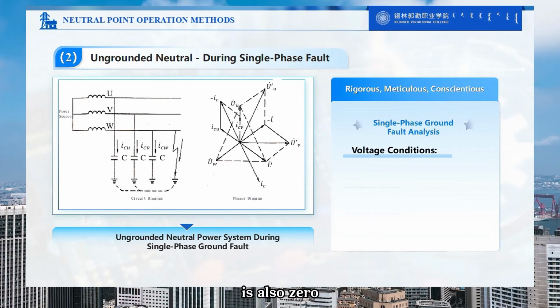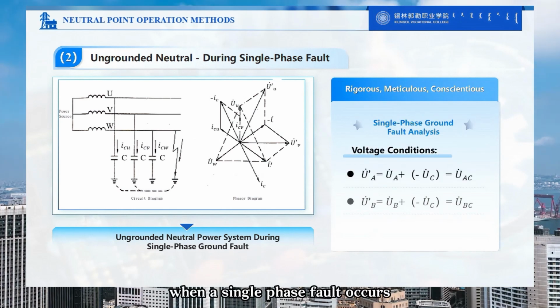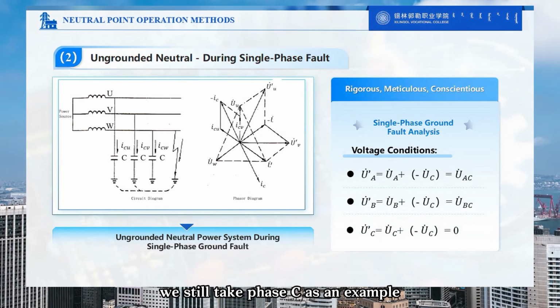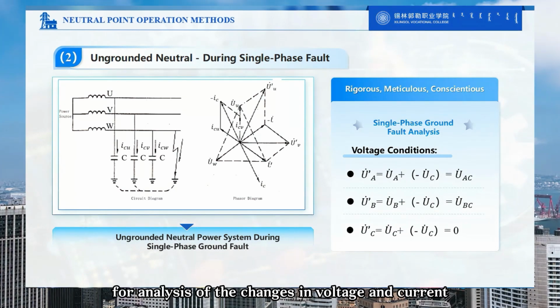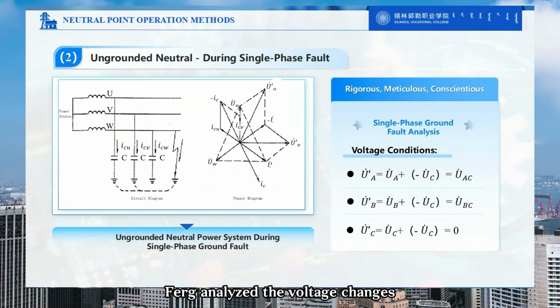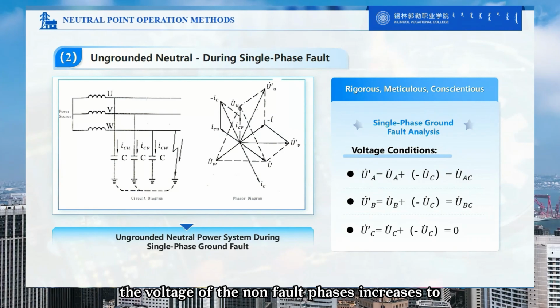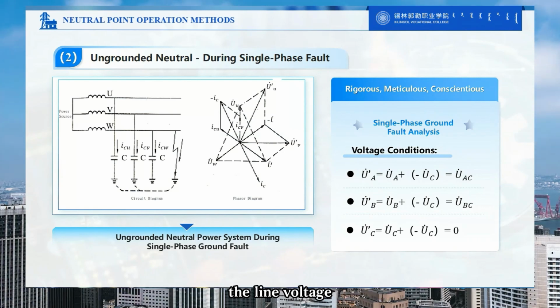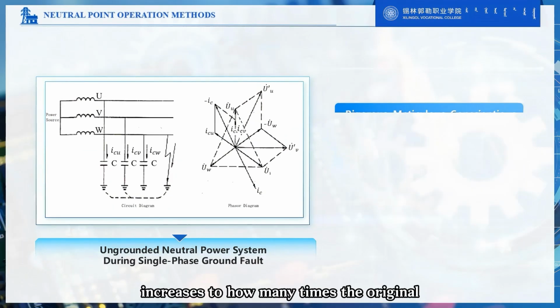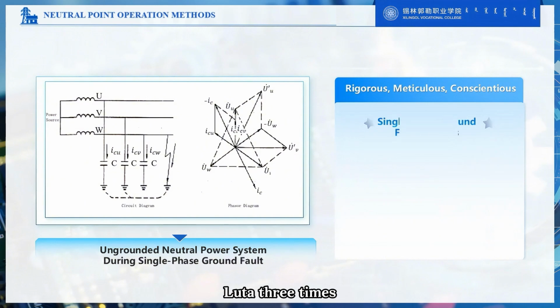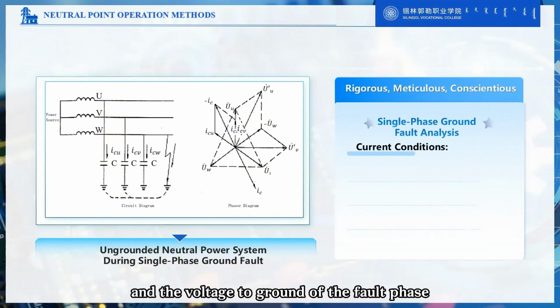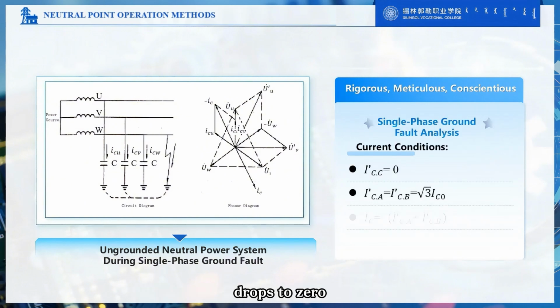ground is also zero. When a single phase fault occurs, we still take phase C as an example for analysis of the changes in voltage and current. First, analyze the voltage changes. The voltage of the non-fault phases increases to the line voltage, i.e., increases to how many times the original? √3 times, and the voltage to ground of the fault phase drops to 0.